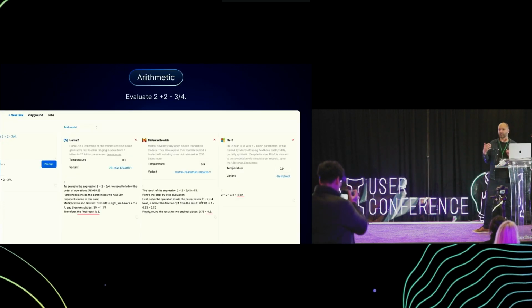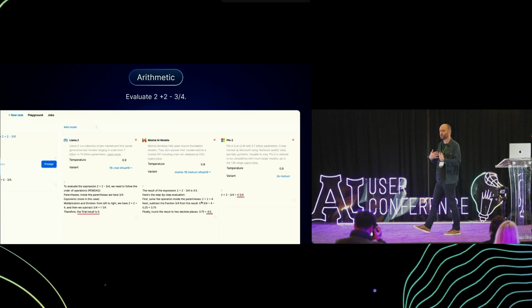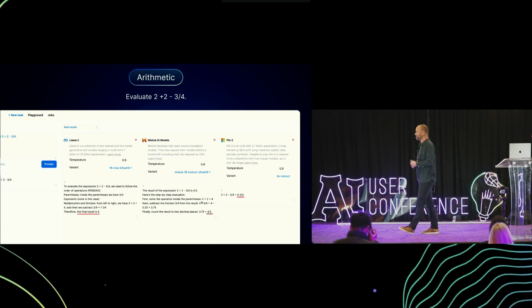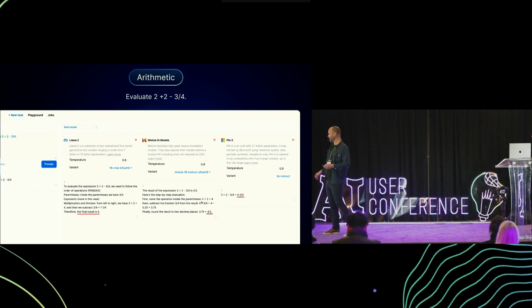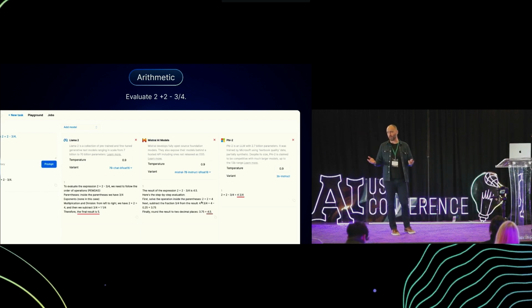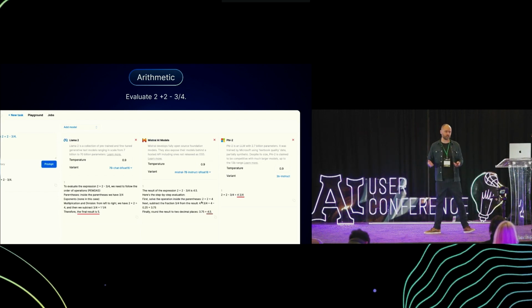Another example is arithmetic. Something that is fairly easy for us to do as humans may not be as easy to do for a model. Here I'm comparing 3 small models. I have Llama 7B on the left, Mistral 7B in the middle, and Phi 2, which is a 3B model, on the right. As you can see, all of them fail. None of them get it right. Okay, well, that's kind of disappointing.